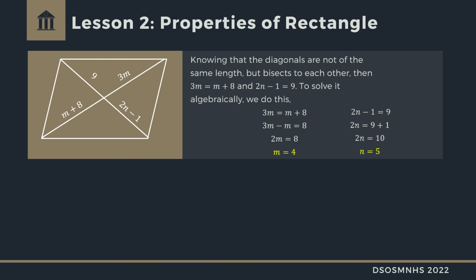Question: what is the exact measurement of the two segments when n is 5? If the segment is 9, then 2n minus 1 should also be 9. So when n is 5, 2 times 5 is 10. 10 minus 1 is 9. So that is correct.